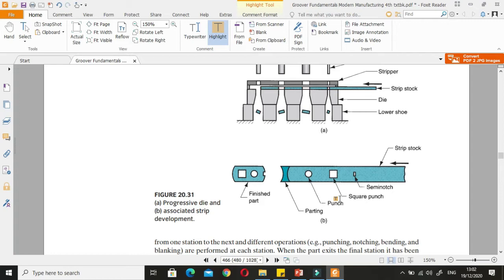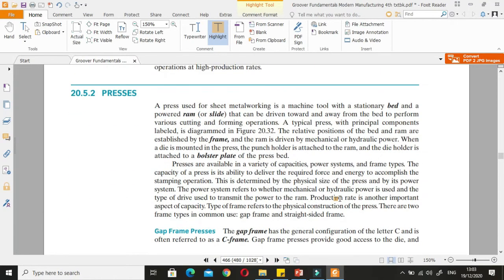Now there's some other type of machines that are used for the press working operation. That is known as the presses. What is the difference between the stamping die and the presses is that we always have a stationary bed in this case. In the case of the stamping die, the stock material can be moved from one station to another station, but in the case of the presses, we have a stationary bed where all the operations will be performed on the same bed.